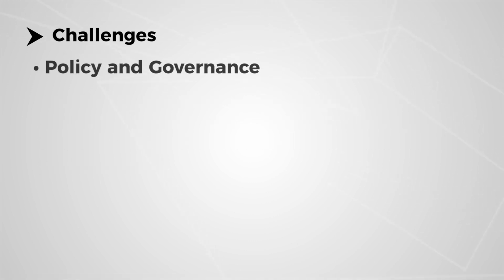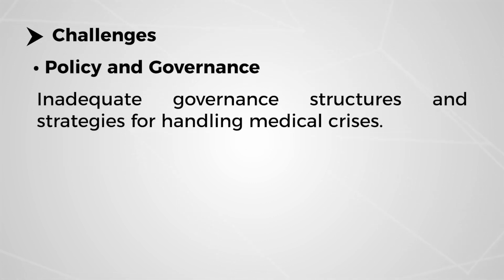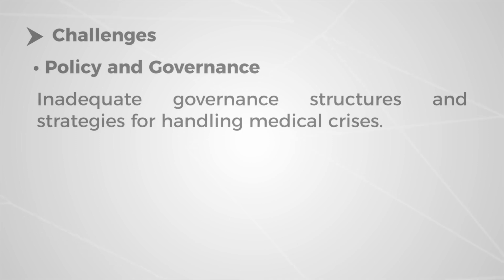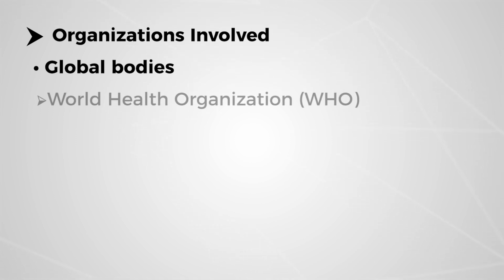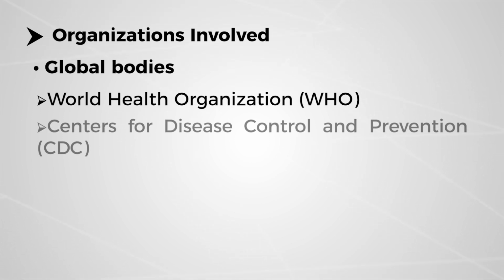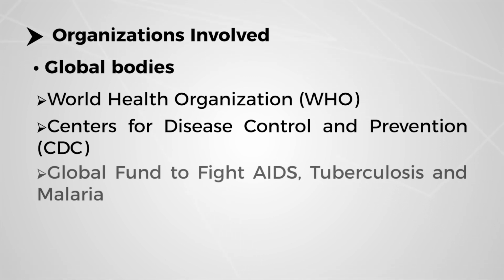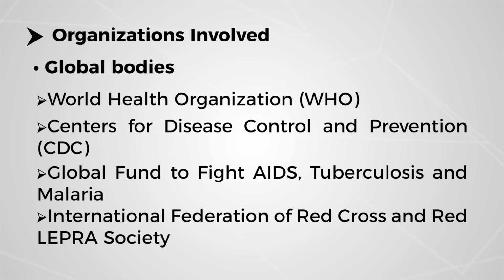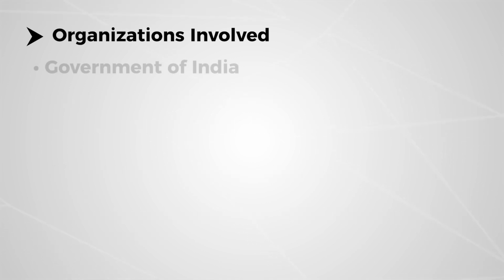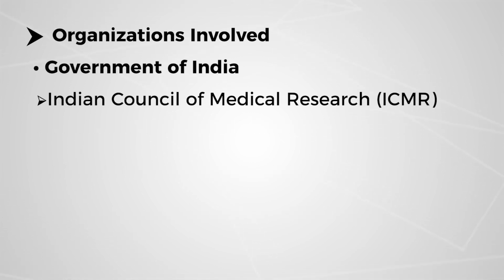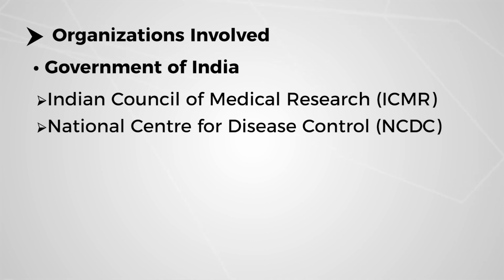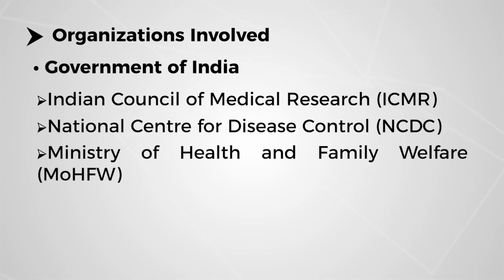So policy and governance: inadequate governance structure and strategy for handling medical crises. And the organizations involved in these things are global bodies like the Government of India, international NGOs, Indian NGO bodies, and then we have the World Health Organization, Centers for Disease Control and Prevention, the Global Fund to Fight AIDS, Tuberculosis and Malaria, and also the International Federation of Red Cross, Government of India, Indian Council of Medical Research, National Centre for Disease Control, and Ministry of Health and Family Welfare.